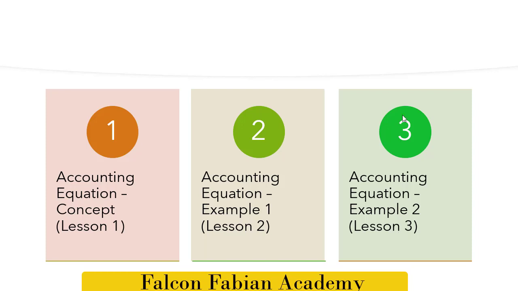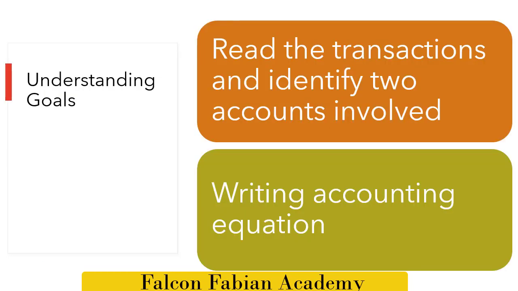So what would you learn in today's session? Well, in this session you will learn to read the transactions and identify the two accounts involved. What to debit and what to credit would be covered when we are doing the accounting rules. So right now we are just looking at reading the transaction and finding out the two accounts that are involved in it. And then we'll be writing accounting equation after we have identified the two accounts involved.